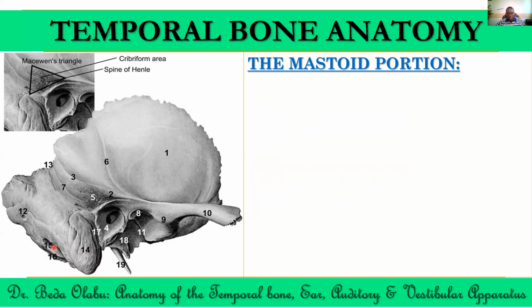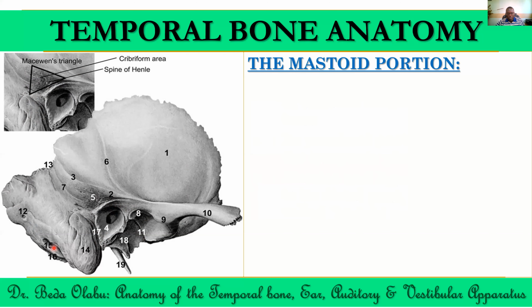Now, something that connects the mastoid antrum to the middle ear cavity is a narrow channel, this region here, which we call the aditus ad antrum. It's just a narrow channel that connects the middle ear cavity, the tympanic cavity, with the mastoid antrum, the aditus ad antrum. If the mastoid antrum is constant, then the aditus is also constant.